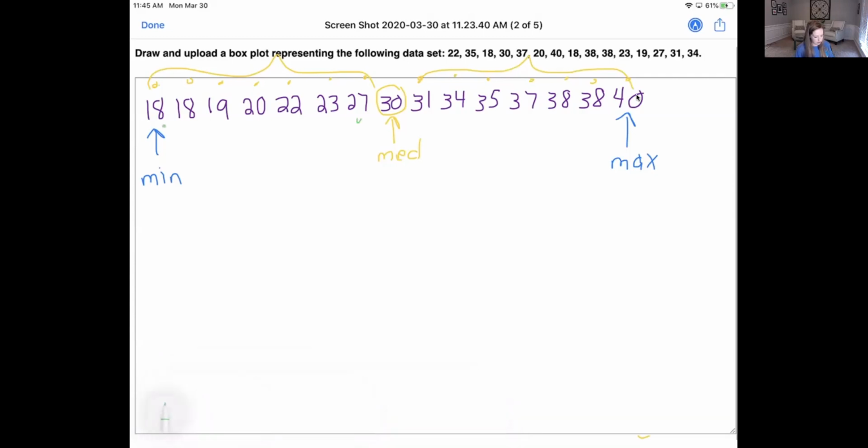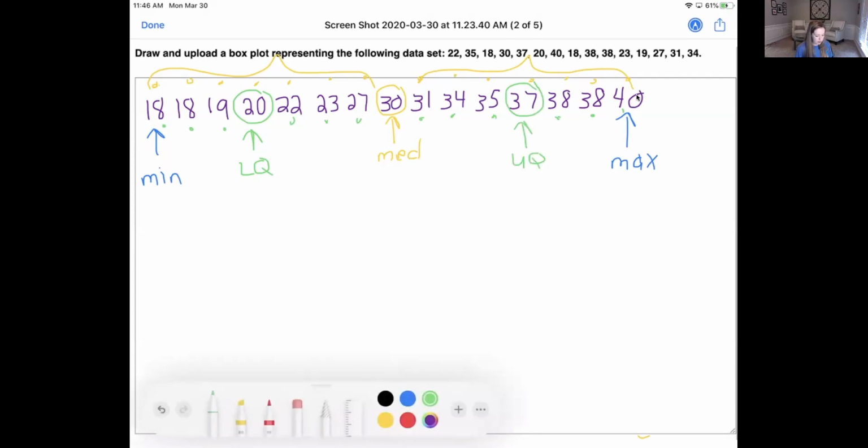I'm going to start getting rid of them. 1, 1, 2, 2, 3, 3. That leaves 20. That is my lower quartile because it's in the middle of that first half. Then I can do the same thing on the right-hand side. 1, 1, 2, 2, 3, 3. So 37 is in the middle over here, which makes that my upper quartile. Once you have those 5 numbers, we can go ahead and make our graph.